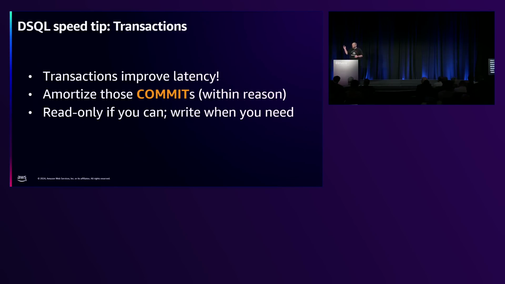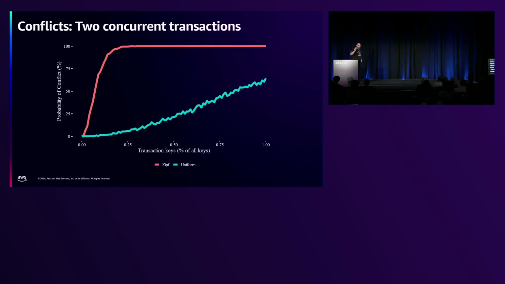The huge caveat to making big transactions is going back to conflicts. The more keys you put into a transaction, the more likely it is that that transaction is going to conflict with another concurrent transaction just because there are more keys. There are more opportunities to conflict.